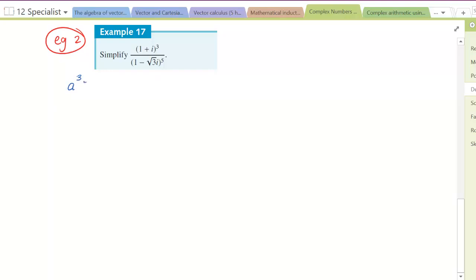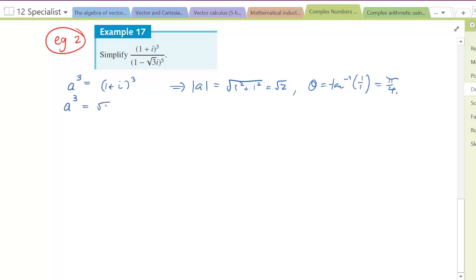So a to the power of 3 is (1 + i) to the power of 3. Now if we look at a, the modulus of a will be 1 squared plus 1 squared, so that's the square root of 2. And the argument, it's in quadrant 1, so it's nice and easy. It's just arctan of 1 on 1, which is equal to pi on 4. So that means that a cubed is simply root 2 cis pi on 4, cubed.